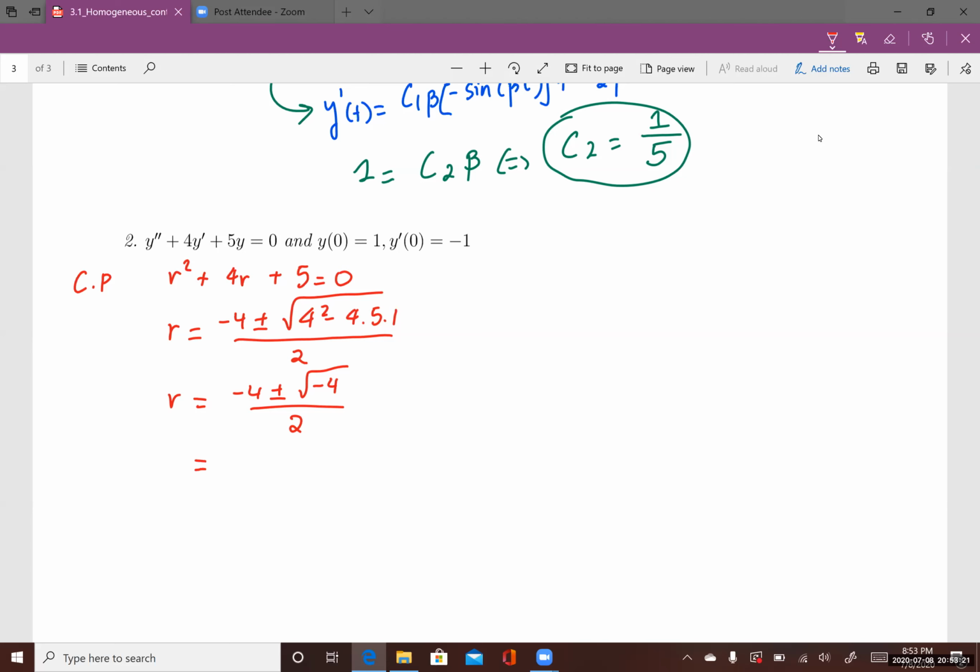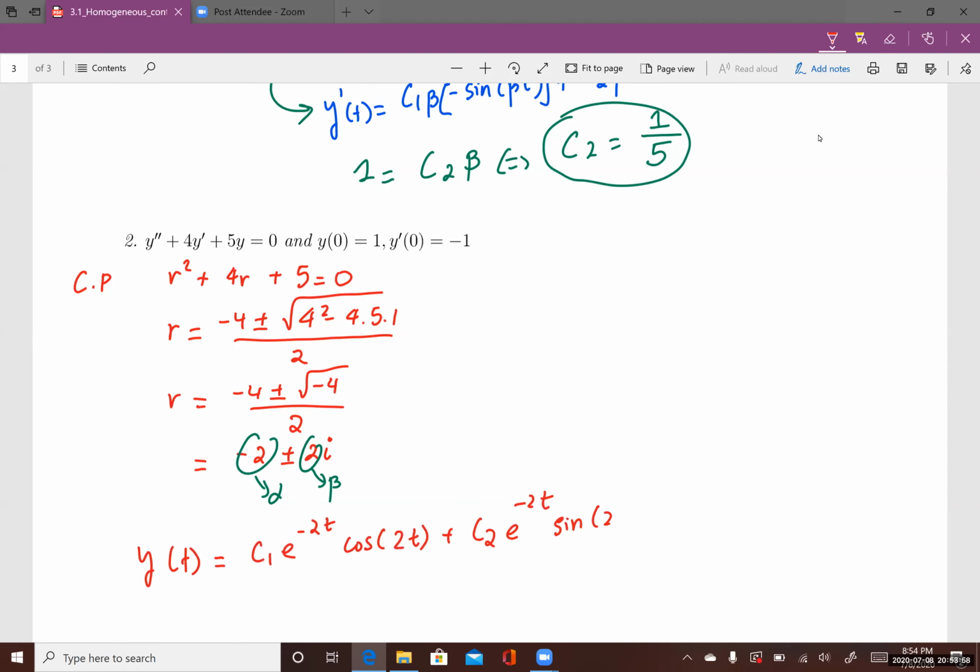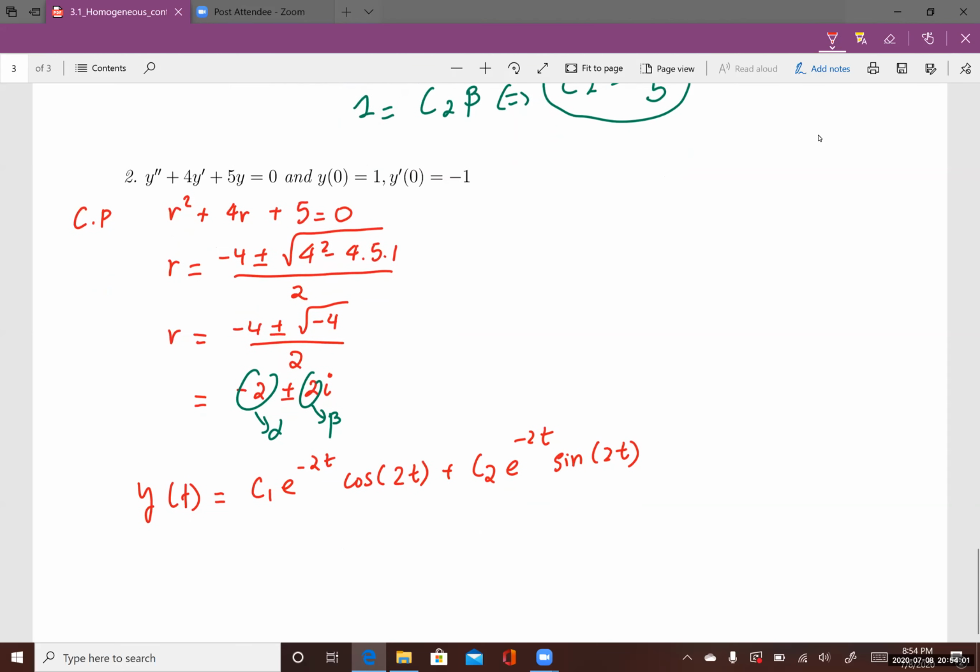So I'm going to go ahead and simplify this. It's going to give me negative 2 plus and minus 2i. So at this point, I can identify, so this is my alpha and this is my beta. Okay, so then I know that I can use a formula to find the general solution: y of t equals c1 e to the negative 2t, which is alpha, cosine of beta t, which is 2t, cosine of 2t, plus c2 e to the negative 2t multiplied by sine of 2t. Okay. So this is my general solution.